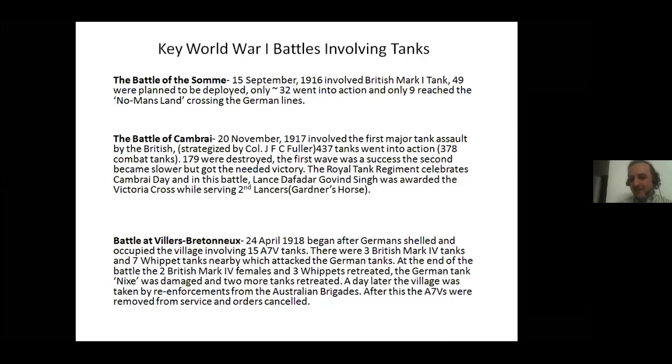The third one is a very important battle, which is about Villers-Bretonneux. That's a small town or a village. And this is where the first tank-to-tank encounter takes place in World War I, or in the history of warfare. So the Germans capture this town after heavy artillery shelling, and 15 A7Vs come and occupy that. But the next day, they come out because they know there are some British tanks around.